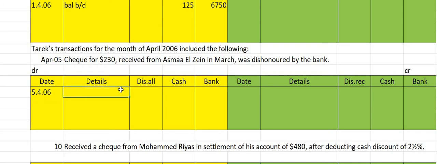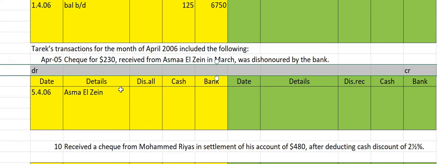From whom did you receive? You received it from Asma Zain. And you received a cheque, right? You received this cheque, but later it was dishonored. So we should make sure that we are reading the full transaction.